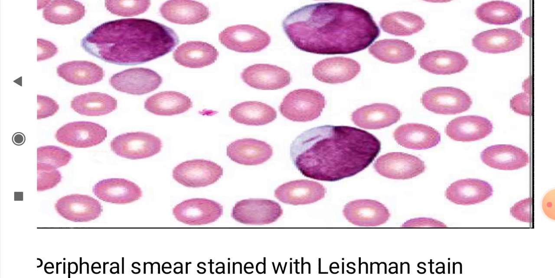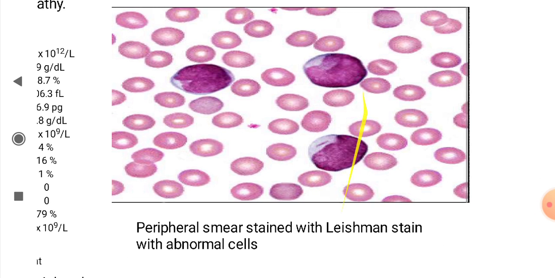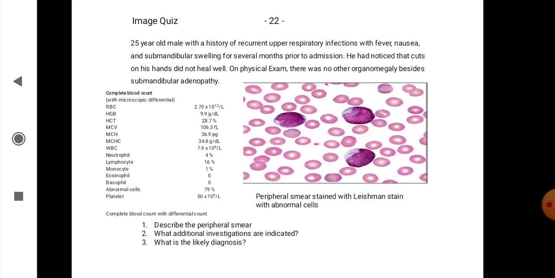and in the cytoplasm, which is very scanty, you can see a needle-like structure. That is called an Auer rod. Also in this field, the platelet count is reduced. So describe the peripheral smear, the additional investigations, and the likely diagnosis.